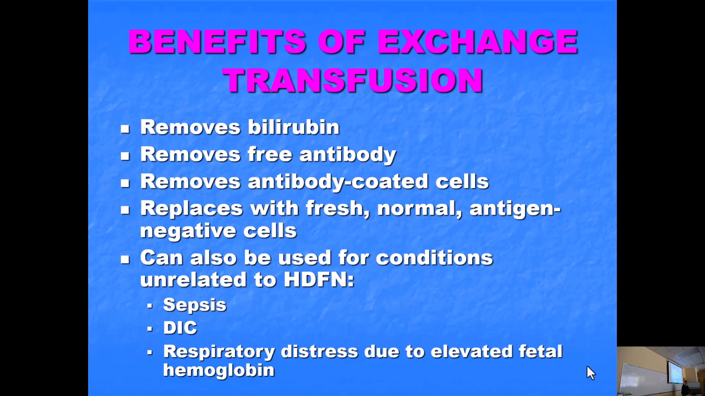It can also be used for other conditions unrelated to HDFN, which include things like sepsis if the baby's born septic, disseminated intravascular coagulation, or respiratory distress due to an elevated fetal hemoglobin. So we can do exchange transfusions for other things. You might get an order for an exchange transfusion in the lab. Anytime you're dealing with a newborn, just think it through. It's always the same with how we're working it.